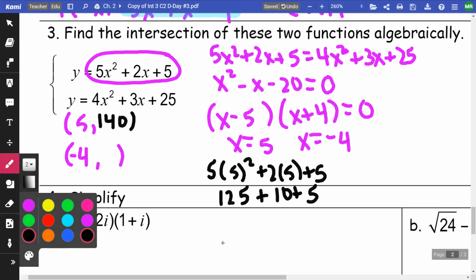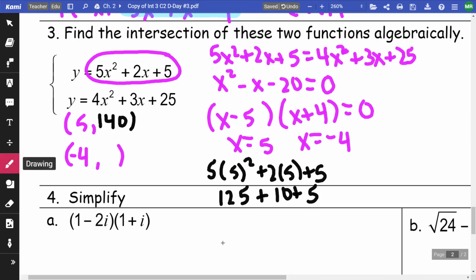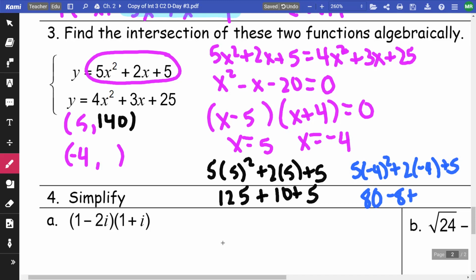When I put the negative 4 in, I'm going to get 5 times negative 4 squared plus 2 times negative 4 plus 5. Negative 4 squared is 16, and 16 times 5 is 80, minus 8 plus 5. So really that's going to be 80 minus 3, which is 77. So this is going to be 77 for this answer.